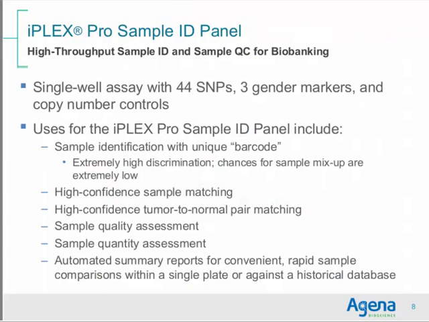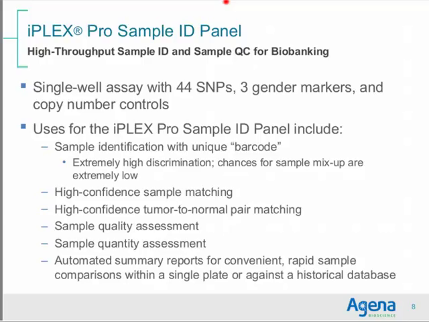So now on to our iPlex Pro Sample ID panel. Our iPlex Pro Sample ID panel is a single reaction consisting of 44 SNPs for identification as well as 3 gender markers for identification, and it has 5 copy number control assays.